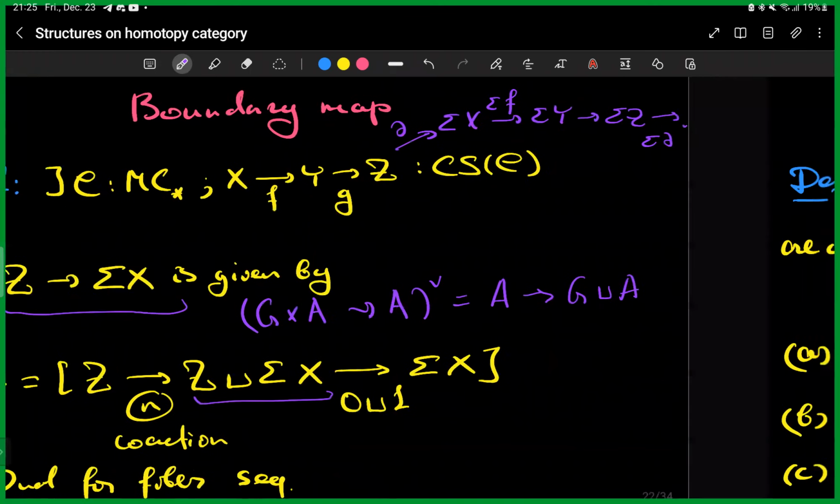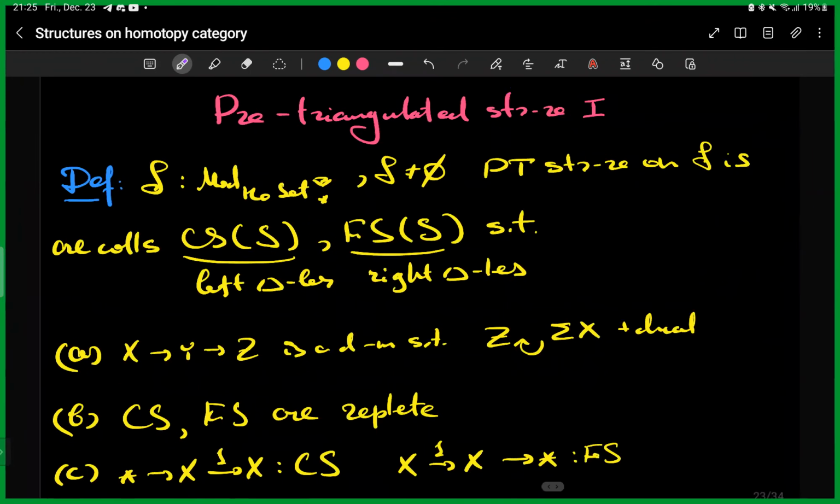But let's move on. So now let's discuss pre-triangulated categories. So first of all, we start from a module over the homotopy category of pointed spaces. And we assume that it is non-trivial, non-empty. Then a pre-triangulated structure on this S is two classes of sequences. So fiber sequences, well, it's just a name.